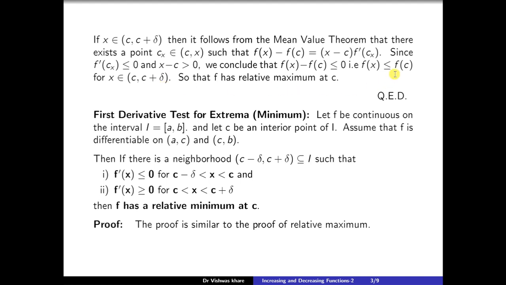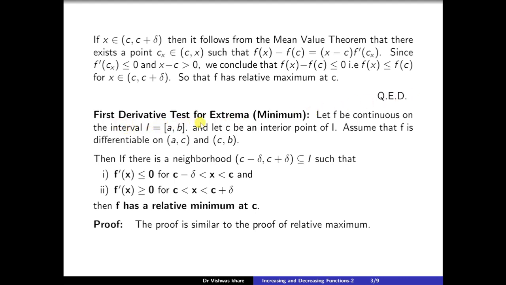That is, f has the maximum value at c compared to any other value at x, where x belongs to the open interval (c, c plus delta), so that f has a relative maximum at c. That's the proof.